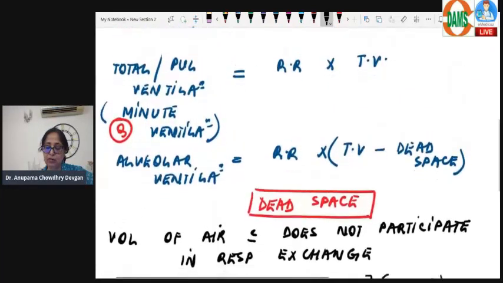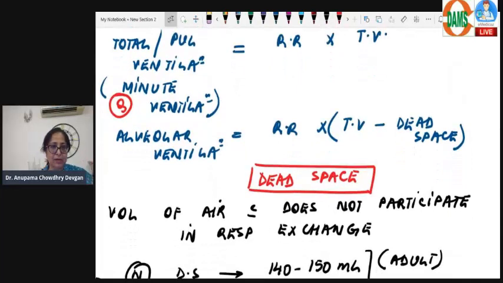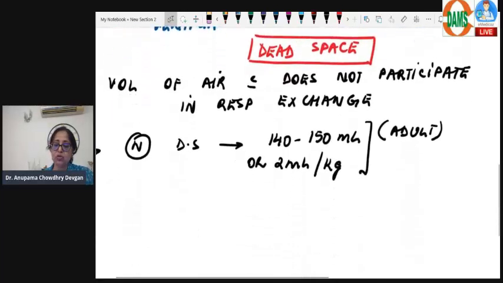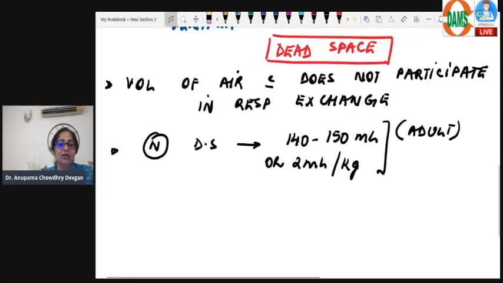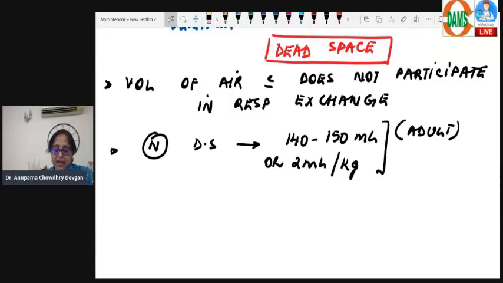I've done two important formulae up till now. Total pulmonary ventilation is respiratory rate into the tidal volume. Alveolar ventilation is respiratory rate into tidal volume minus the dead space. Dead space is the volume of air which does not participate in respiratory exchange, and the normal dead space is 140 to 150 ml in an adult, or 2 ml per kg.